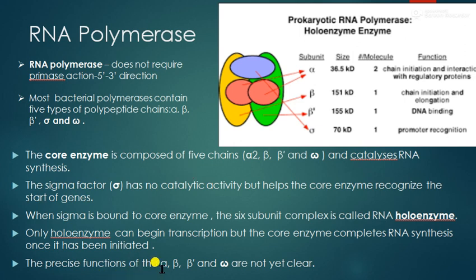But the precise function of alpha, beta, beta dash, and omega is not yet clear. But we say that alpha subunits play a role in chain initiation and interaction with regulator proteins, and beta subunits play a role in chain initiation and elongation, and beta dash helps in DNA binding. But the recognition of the promoter site, the site from which the RNA has to be synthesized, is mainly done by the sigma factor.